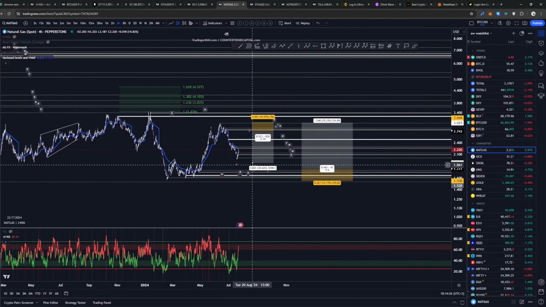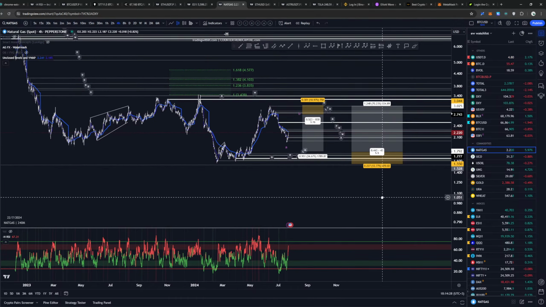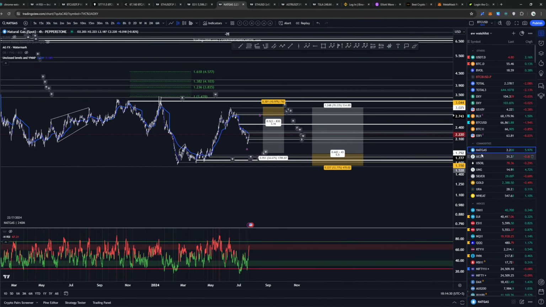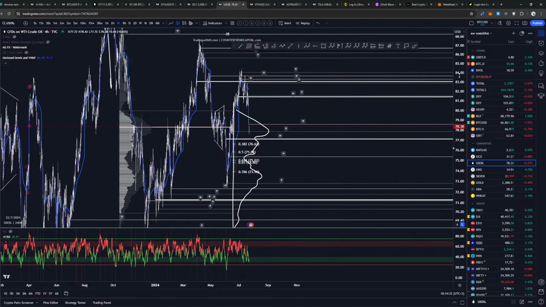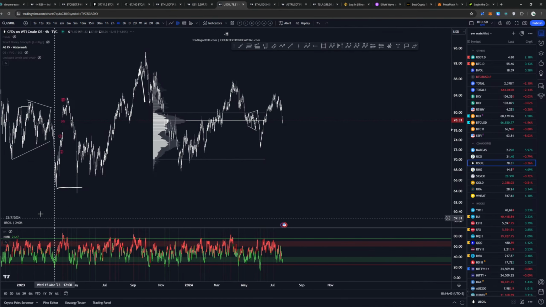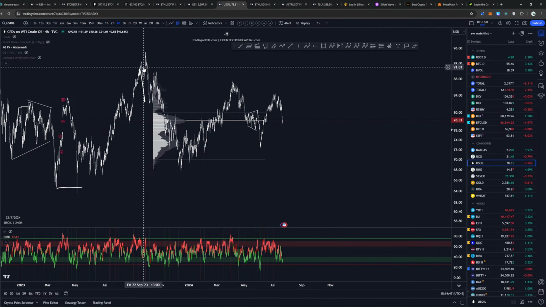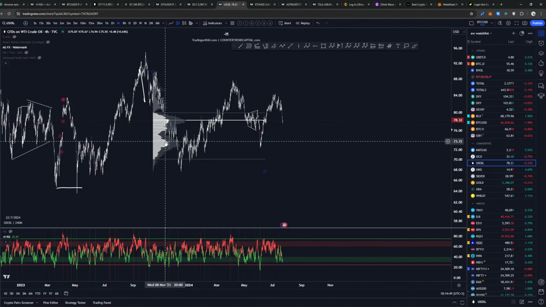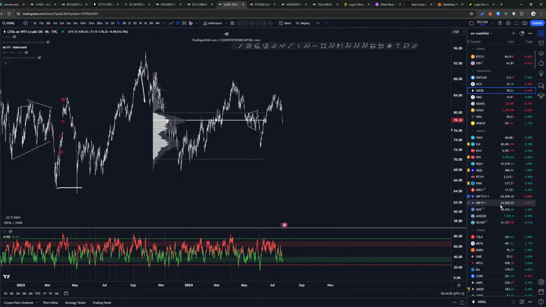But that's the only one that I found quickly here. Oil, let's see. Oil did have this V shape. Nope. I guess only one that looks good.